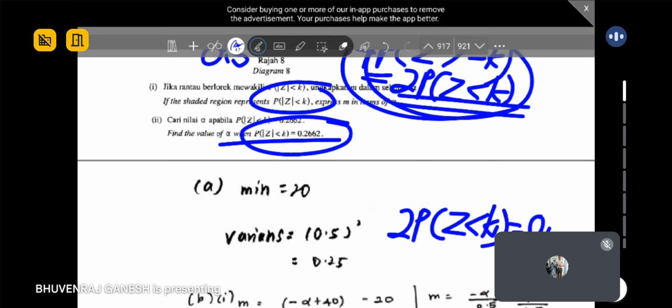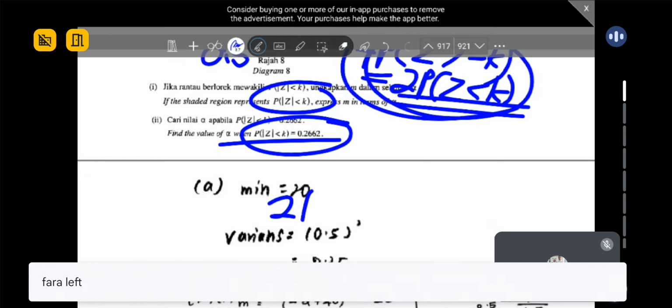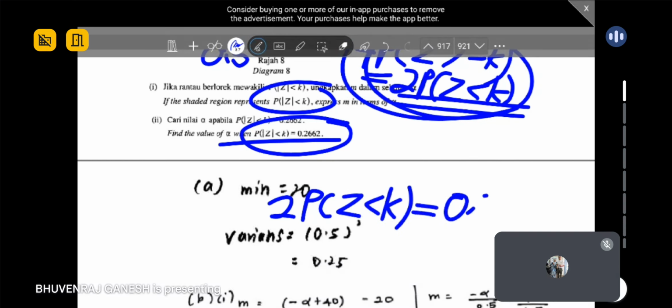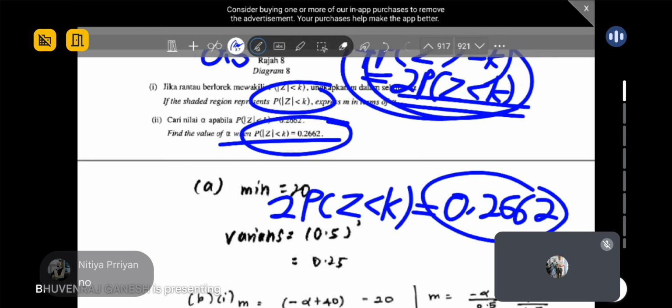0.2662. Okay, so wait now guys, let me rewrite again. 2P Z less than K sama dengan 0.2662. Okay guys, may I know, can I refer to the table for this value? Can, right? Saya boleh rujuk. Can guys, when probability is less than 0.5, I can always refer to the table. You must remember that, guys. Kalau nilai kebangkalian kurang dari 0.5, saya boleh rujuk jadual.